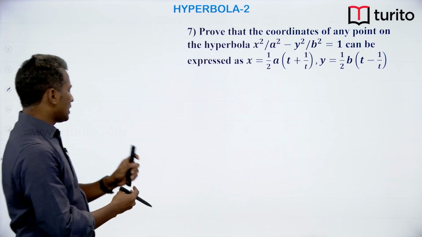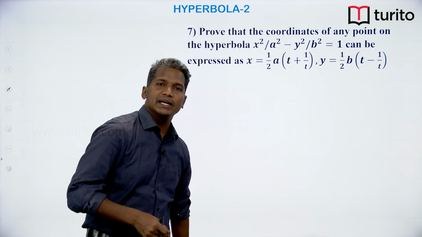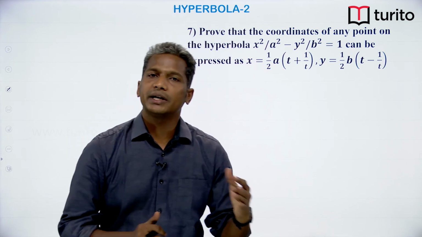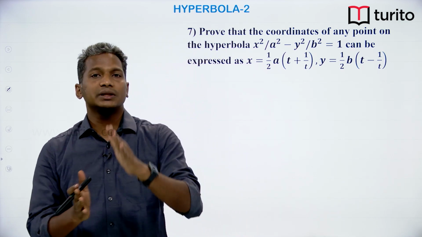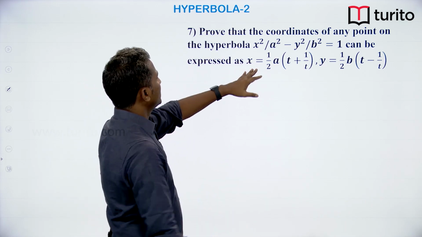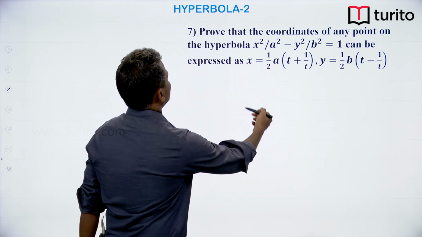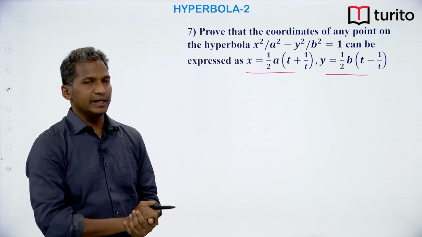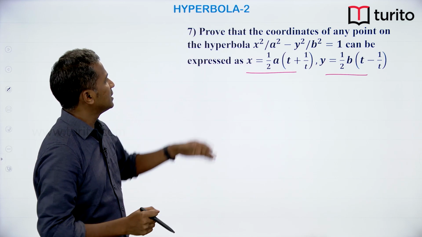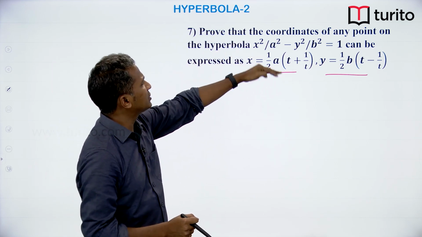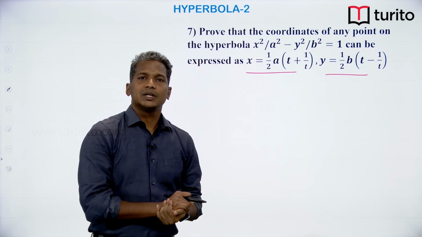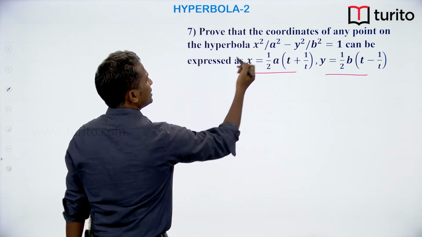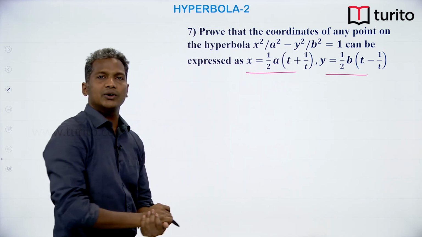Okay, so this is our last question. This gives you an example of how a parametric form can be different from the theta form. Here it is given that x and y are given in terms of a third parameter t, and we have to prove that this also represents the same hyperbola. So how do we do that? Just check if this equation is satisfied or not.